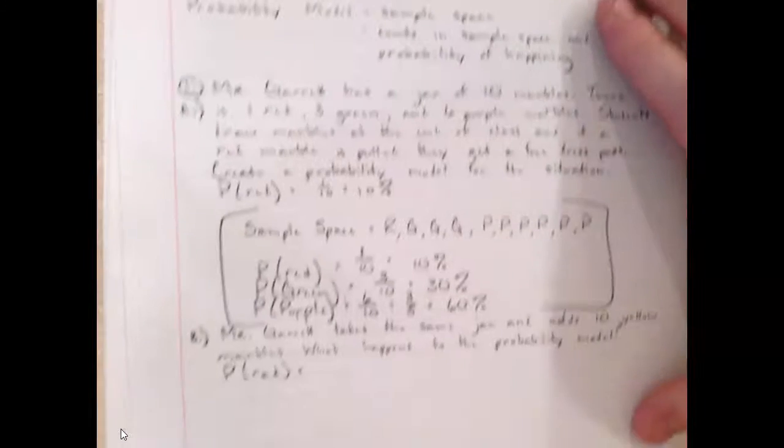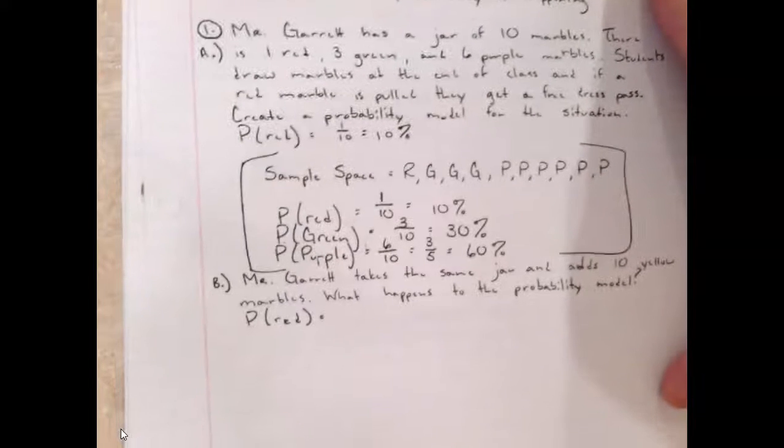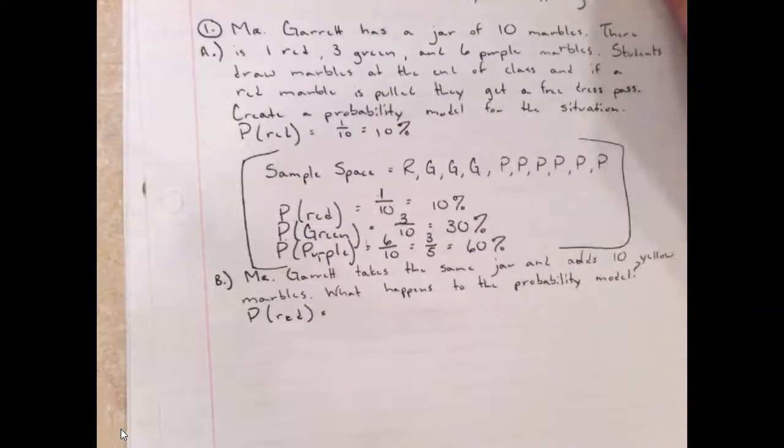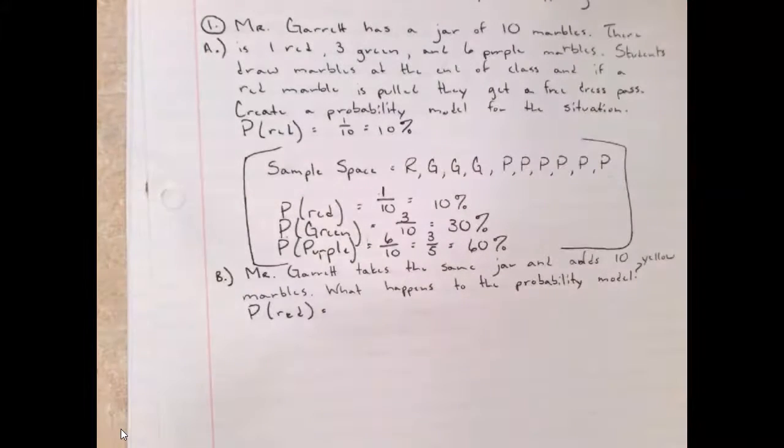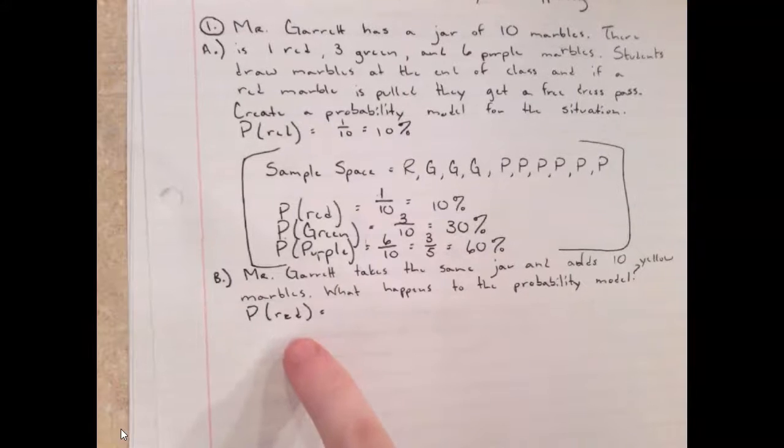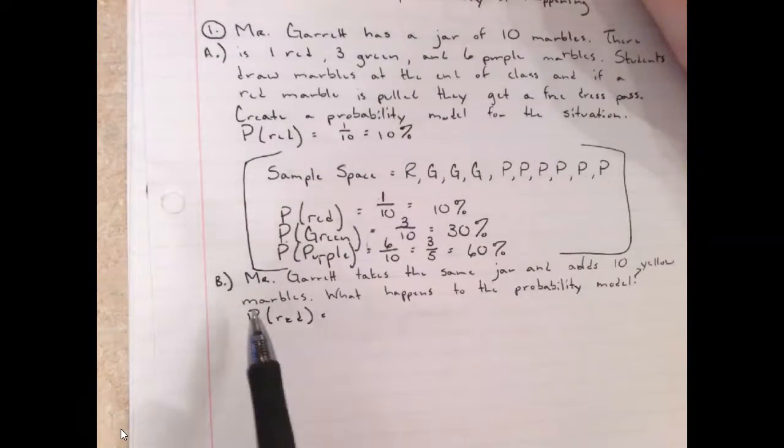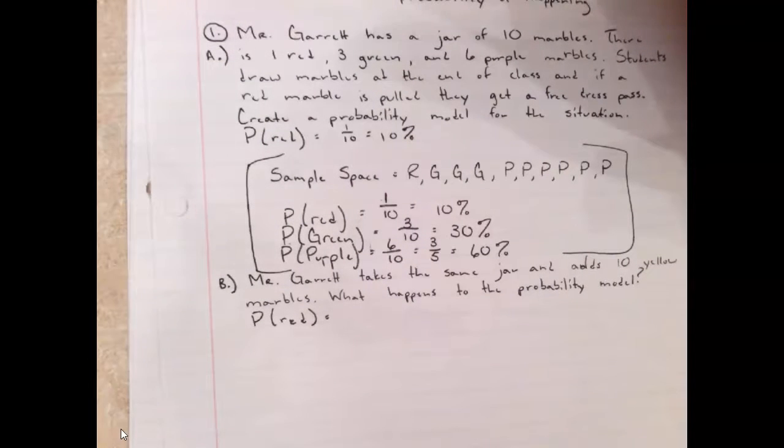Let's move ahead. Let's look at part B, a two-part question here. Alright, so for part B, Mr. Garrett takes the same jar and adds 10 yellow marbles. What happened to the probability model? My probability of red makes this happen. You still get a free dress pass. So the only thing that changed, guys, I'm taking all this information up top, and I'm adding in 10 yellow marbles. How is that going to make my probability model change?